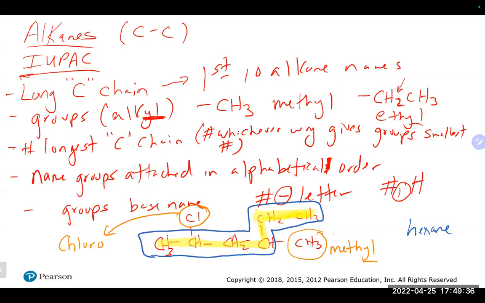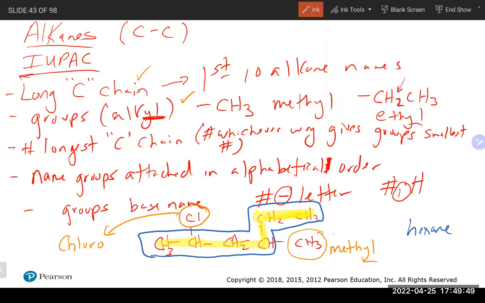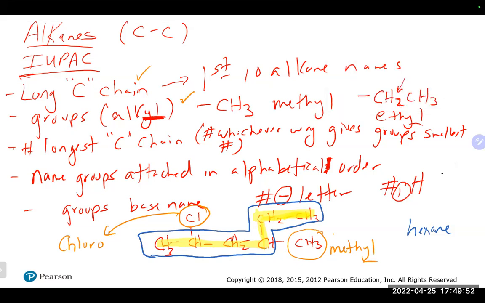Any questions so far? This is obviously the longest carbon chain, and I've got my groups. Now what I'm left with is that we want to number. We could go right to left. If we numbered right to left here, this would be carbon 1, that would be carbon 2, carbon 3, carbon 4, carbon 5, and carbon 6. So we're going in this direction. I have a group at carbon number 3 and carbon number 5 with the right to left numbering.